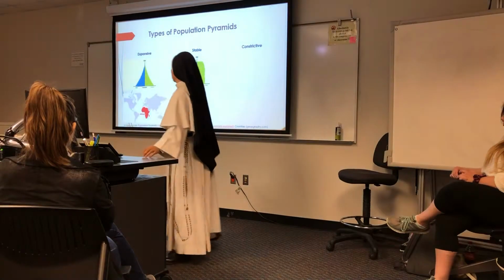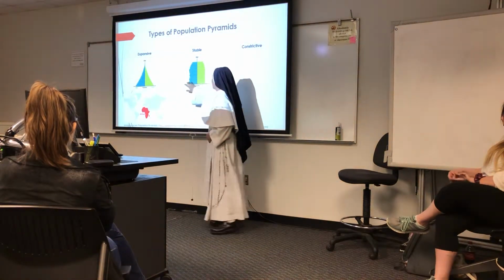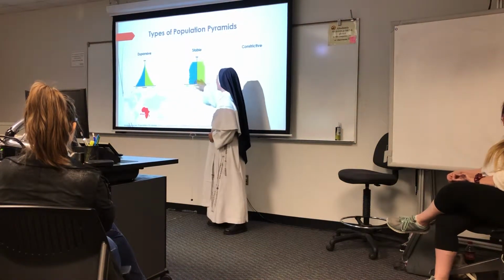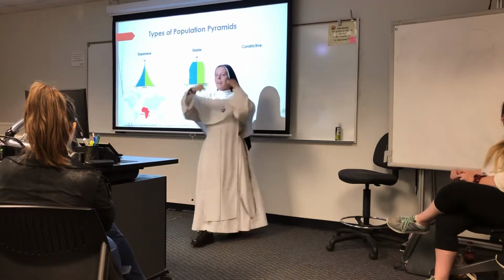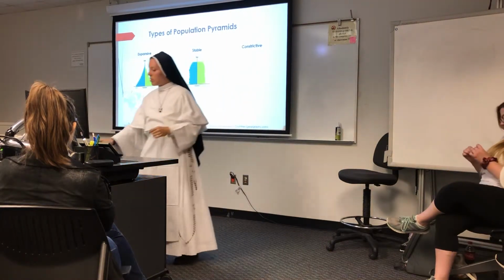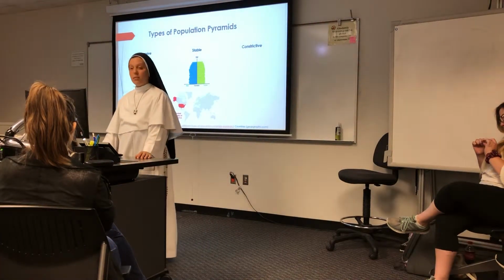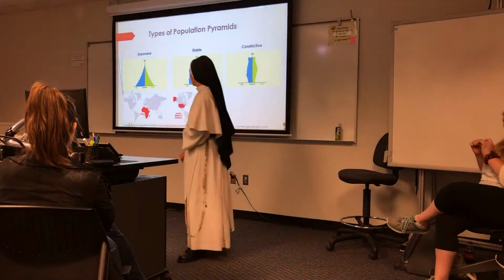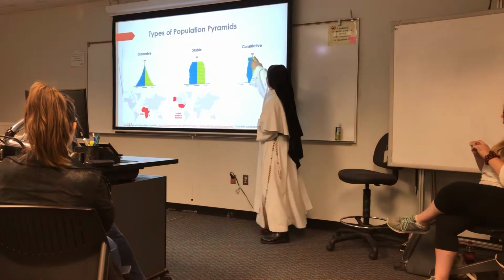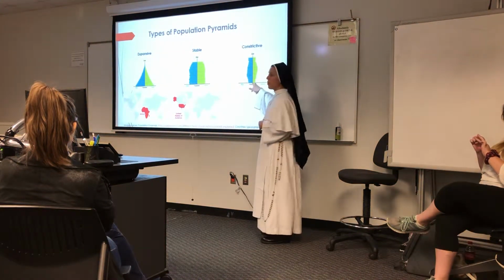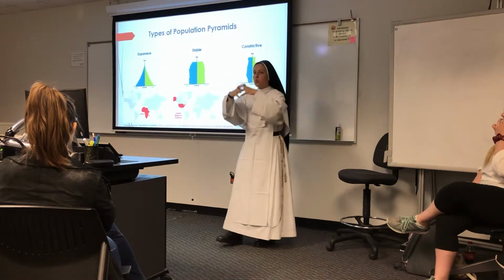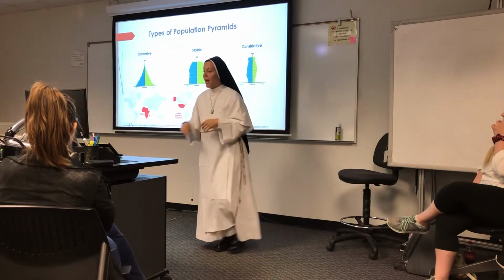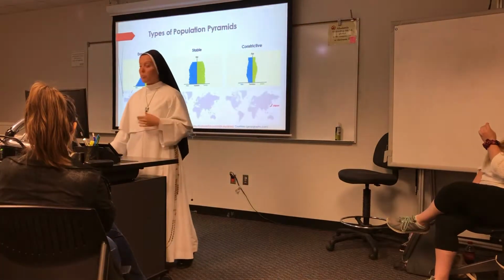A stable population, you see that there are fewer people being born, but then there's more people dying. It's kind of even, so the population is able to replenish itself. A great example of that would be the United States or really developing countries. The last example is constrictive. If you look down here, there are probably more people dying than there are people being born. So the population is actually shrinking or constricting. And an example of that would be Japan, actually.